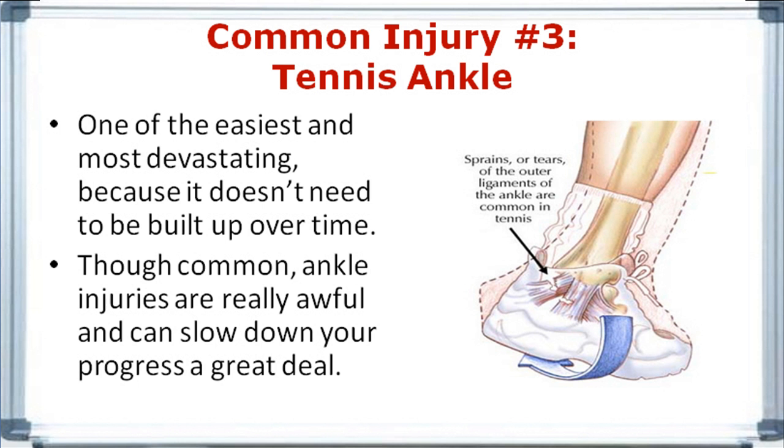Common tennis injury number 3, tennis ankle. The tennis ankle injury is one of the easiest to sustain and the most devastating when it happens. Why? Well, because it doesn't need to be built up over time for it to happen. One wrong move and ouch, you're done. Ankle injuries are caused by sudden sideways movements you make, such as pivoting while making a subtle but rapid change in direction. Now, these injuries, though common, are really awful and can slow down your progress a great deal.